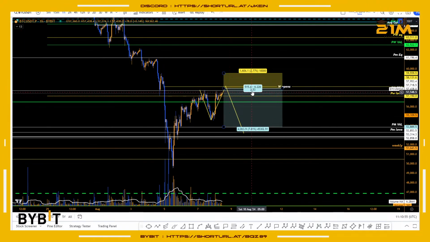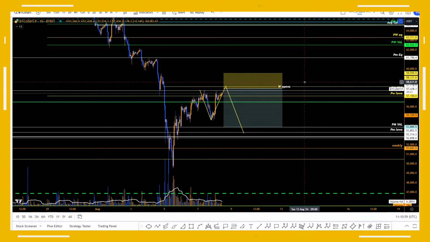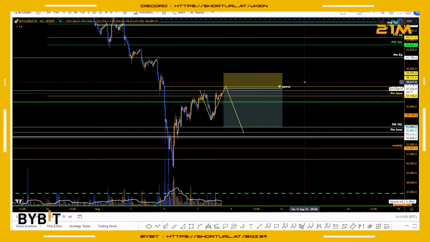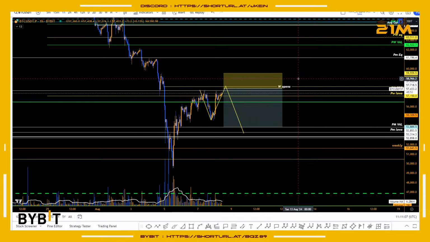But for now, I think these are very good levels to short. Weekly open is a good level. 58,100 to 58,200 is a very good level to short with the invalidation above 59,559. Okay, ladies and gentlemen, that's my plan for the short term.